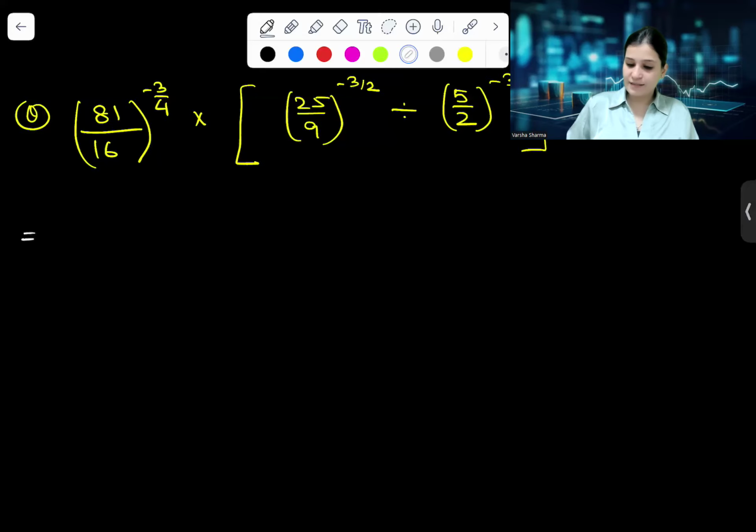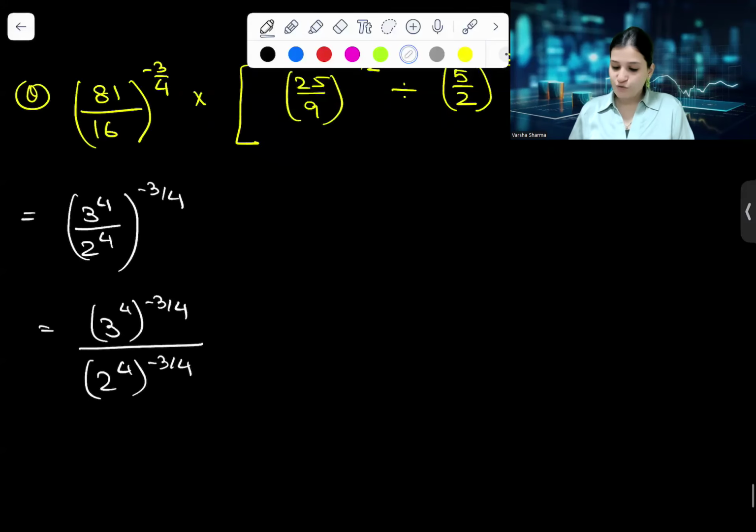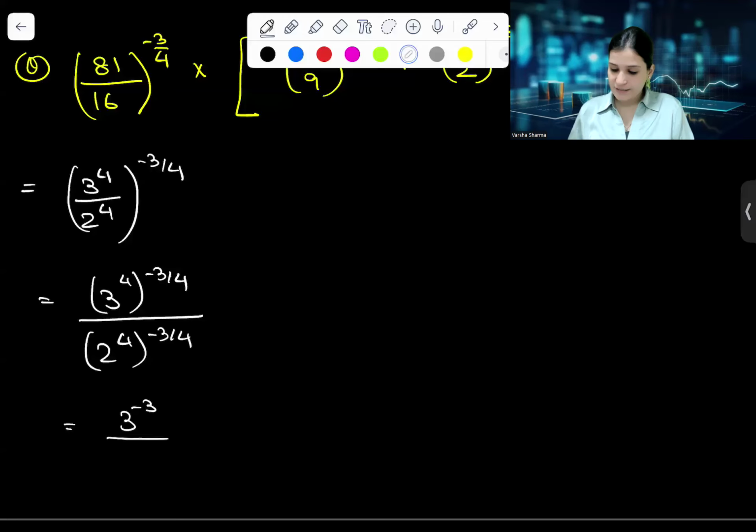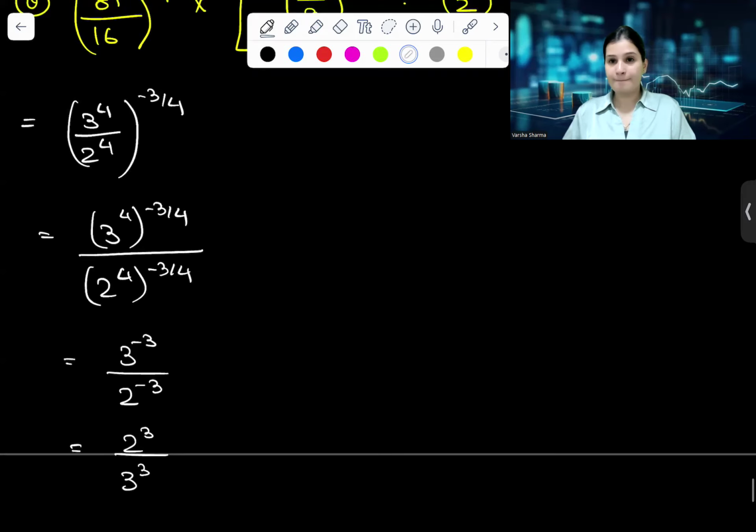So first let's simplify this. This is 3 power 4, 2 to the power 4. If I open the bracket, 4 gets cancelled. 3 power minus 3, 2 power minus 3. We can't have negative powers. So 2 power minus 3 comes to the numerator and 3 power minus 3 goes to the denominator. Is this simplification okay? Yes, ma'am.